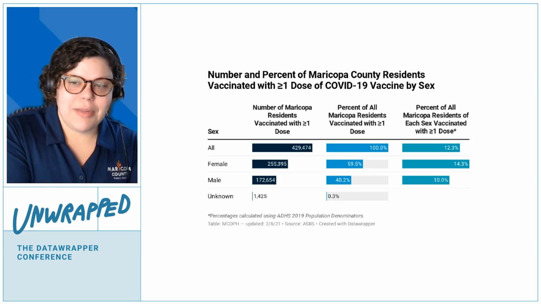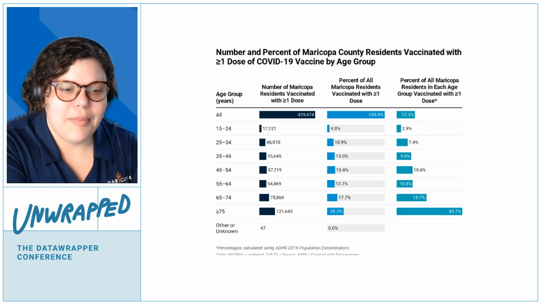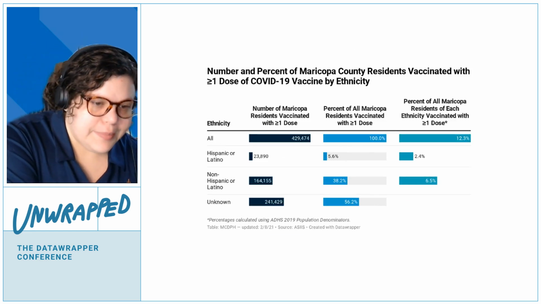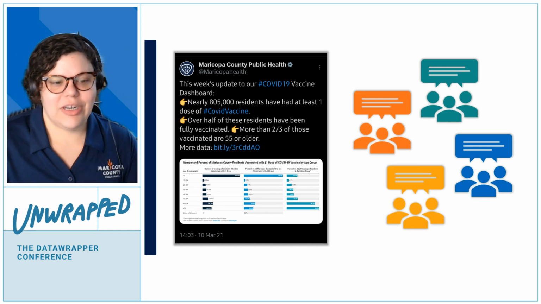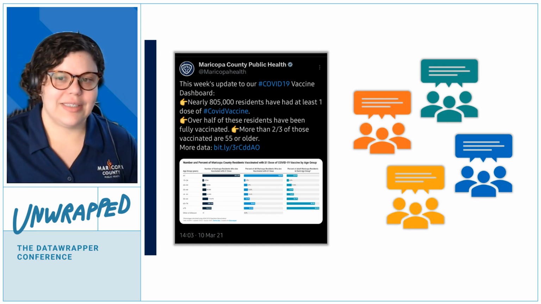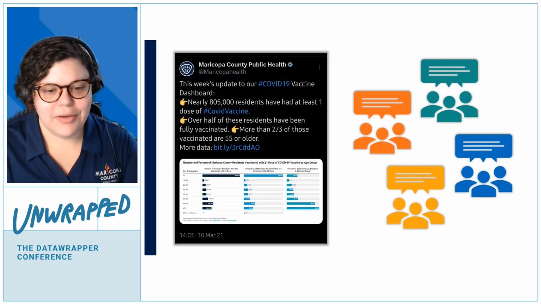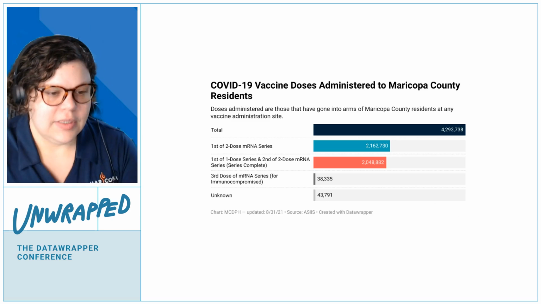We use split bars to show demographic breakdowns of the vaccinated population, including by sex, by age, by race, and by ethnicity. And what was so great is that Datawrapper charts were easy to share on social media. And so we were able to get this data back out into the community, not just on our website, but pushed out through more avenues, which prompted further public discussion and engagement with the data.